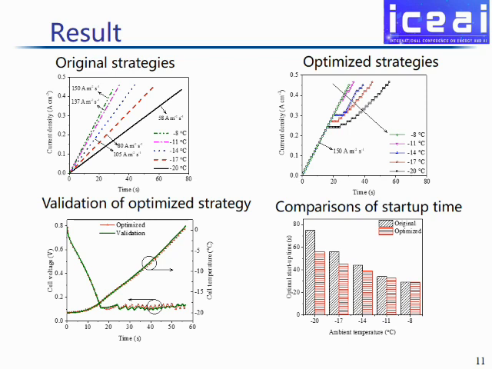Those two figures show the original and optimal strategies at different initial temperatures. It can be found that the new strategy has also been validated by the PEM fuel cell model, and the new strategy can enhance the cold start capacity of the PEM fuel cell at lower initial temperature conditions compared to the original strategy. The new strategy can also reduce the cold start time.